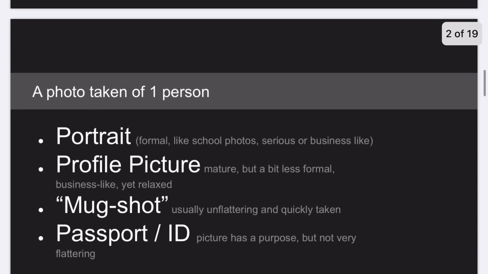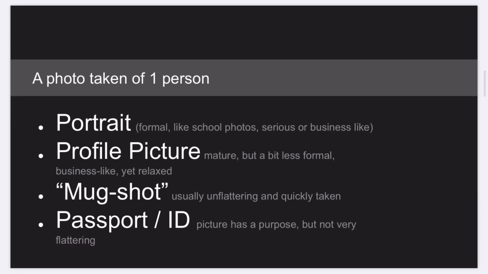So we are going to be looking at taking a picture of one person. That's basically what we mean by portraits. Portraits are usually more formal, more business-like, a bit more serious, but not too serious, obviously. We've also heard of profile pictures, which are the thing at the moment. Everyone's got social media accounts and things like that. Your parents will know about that. So we're looking at something a bit more relaxed, but a bit business-like as well. That's the sort of medium we're going for.